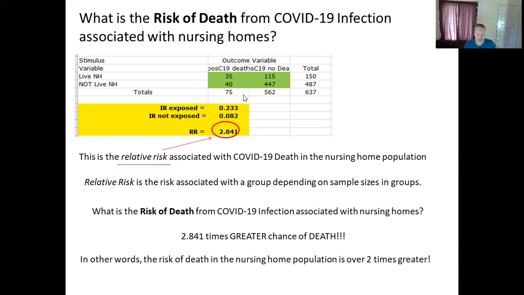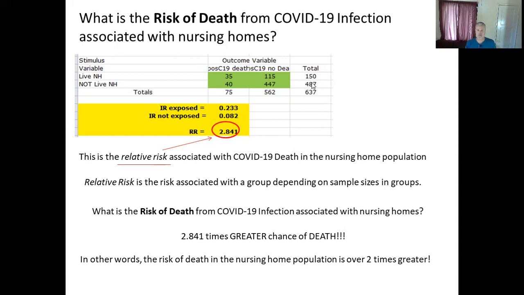We put in the exact same values. There's just a different statistical computation, and we end up getting 2.841 as our relative risk. The relative risk is associated with living in the nursing home and death. Relative risk is also good because it eliminates the effect that a large group could have on another group. I mean, we have 447 surviving that don't live in the nursing home versus 115. There's a big difference in those values.